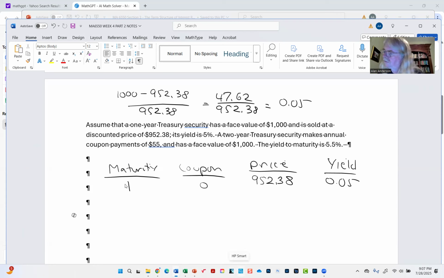Now, the 2 year is a coupon bearing bond. It has $55 coupons. The face value is 1,000. The yield is 5.5%.